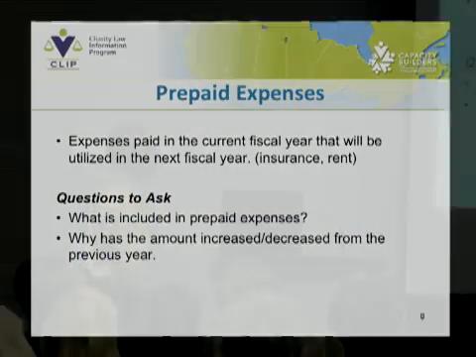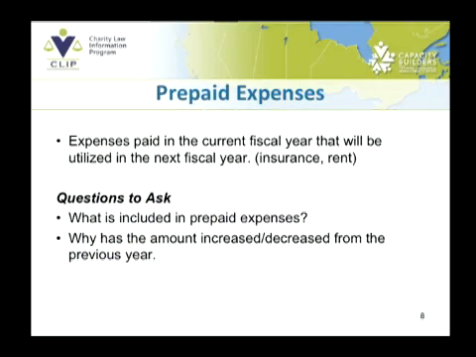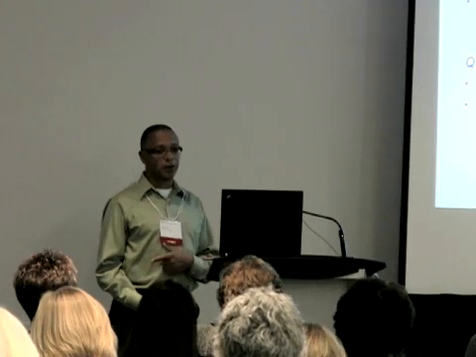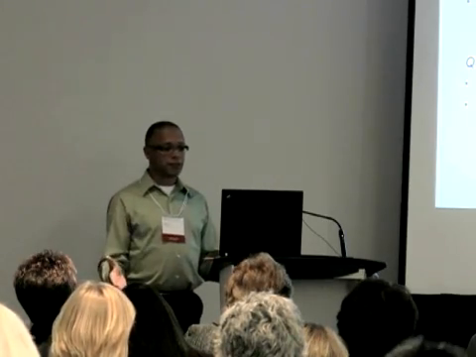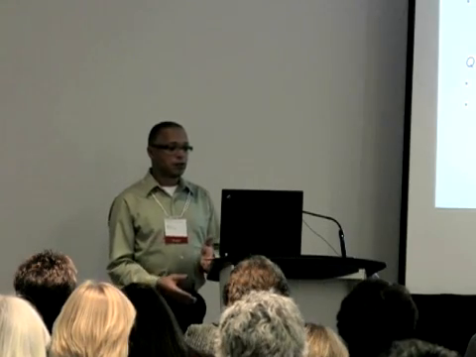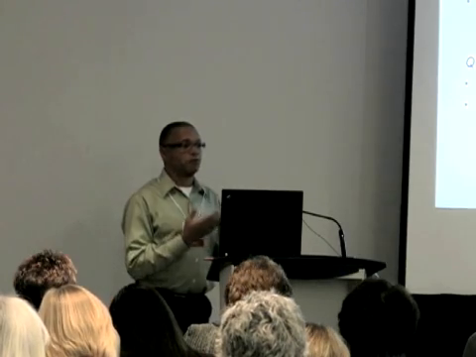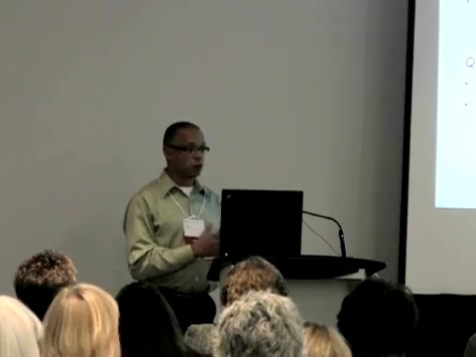Next category, prepaid expenses. Prepaid expenses are expenses paid in the current fiscal year that will be utilized in the next fiscal year. And two common ones are things like insurance. When you pay for your insurance, you usually pay for an entire year. Again, I'll use a March 31st example. If you pay for your insurance in January, it's for the calendar year, January to December. At March 31st, you've paid everything for the entire year, but at March 31st, you only want to recognize 1 quarter of that money.